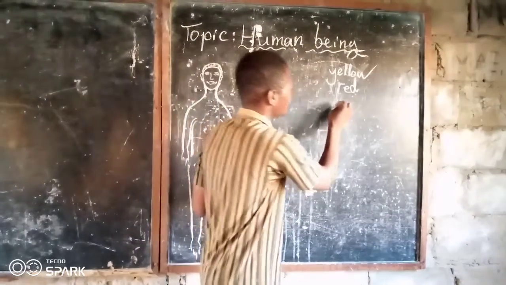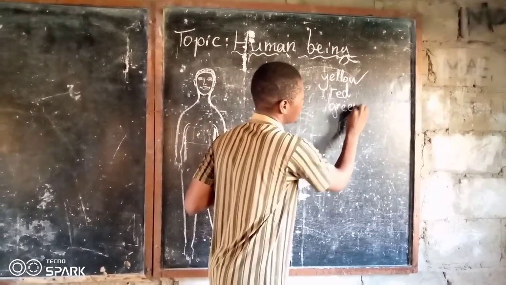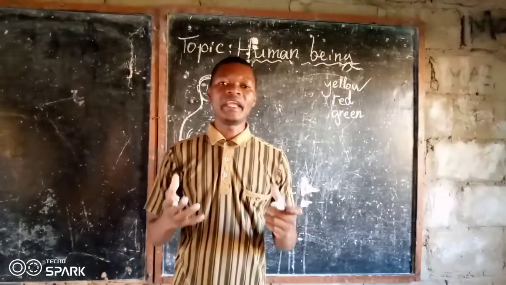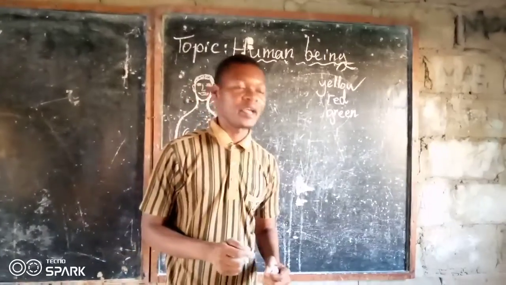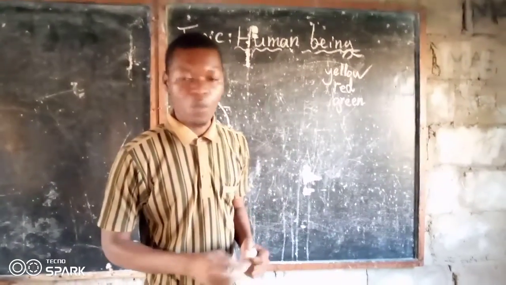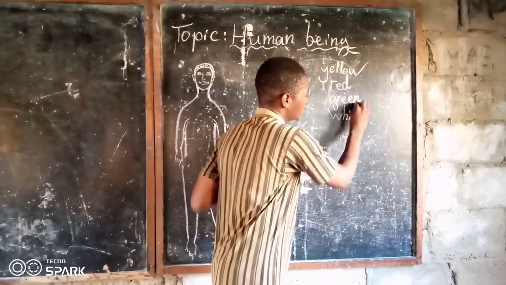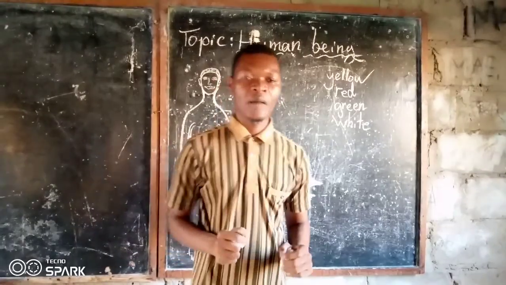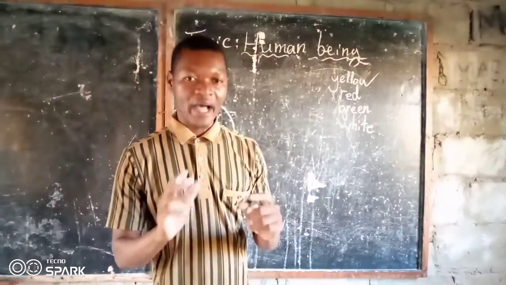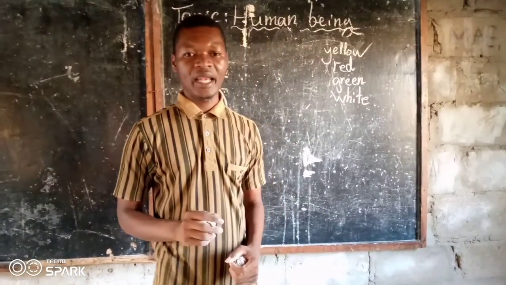Then we have green. Yeah, thank you. Let us say green, green, green. Okay, thank you. Then we have white. Let us pronounce white, white, white. Okay, so we are missing some colors that we learned yesterday.